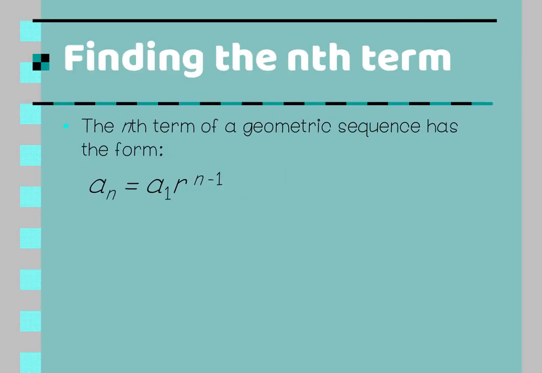All right, finding the nth term. So this is your second equation from the lesson. The nth term of a geometric sequence has the form a sub n equals a1 times r to the n minus 1. So now we're multiplying something that's being raised to the power. The n minus 1 is in the exponent.